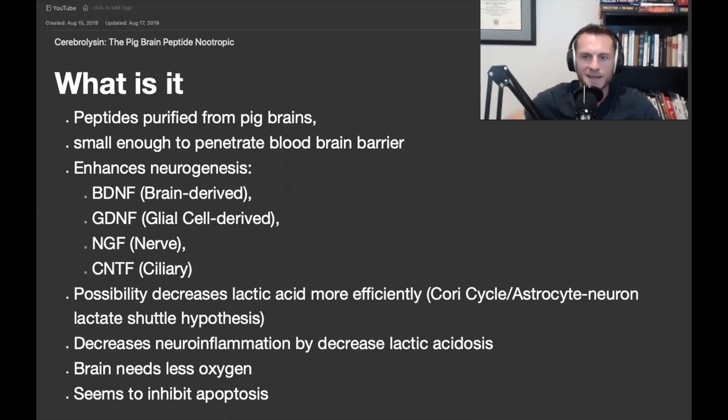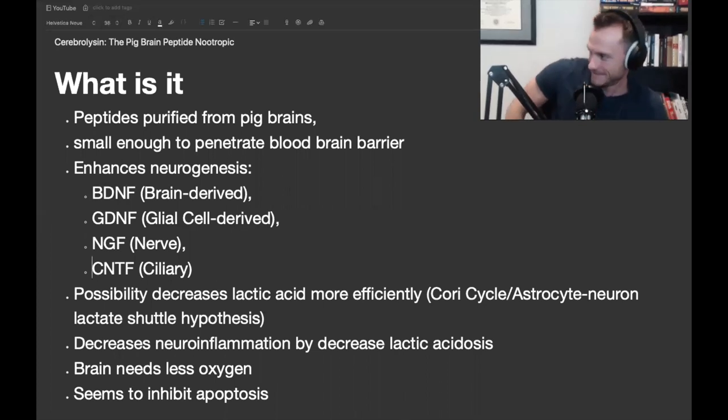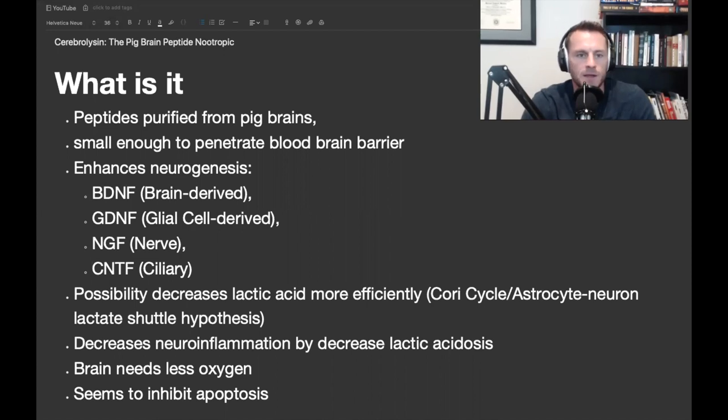Alrighty, all ready to talk about that pig's brain, huh? Cerebrolysin. Why I keep talking about that is because actually these growth factors are purified out of pig's brain. That's where cerebrolysin comes from.